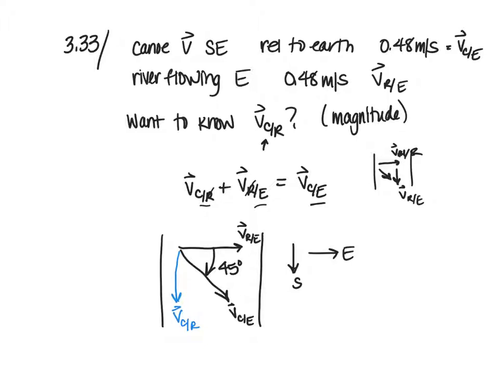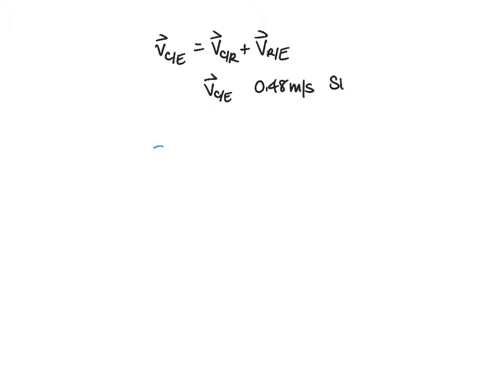So again, I'm going to write that the velocity of the canoe with respect to the Earth is equal to the velocity of the canoe with respect to the river plus the velocity of the river with respect to the Earth. Now, the velocity of the canoe with respect to the Earth is 0.48 meters per second southeast, and the velocity of the river with respect to the Earth is 0.48 meters per second east, just to help me remember.